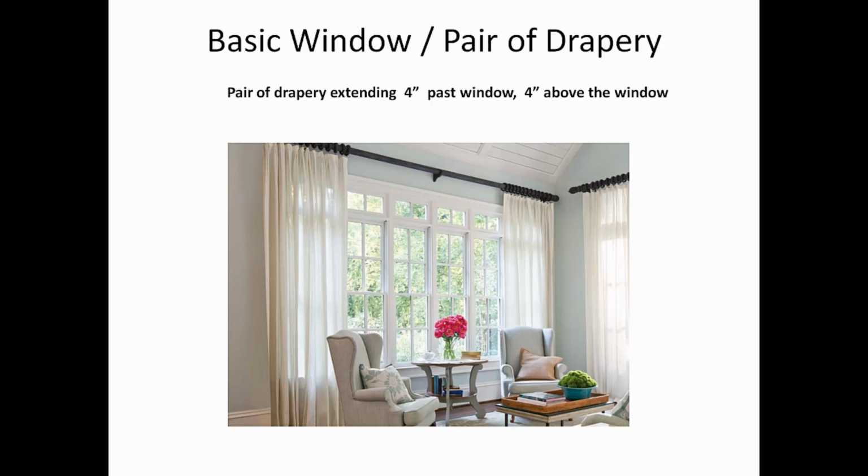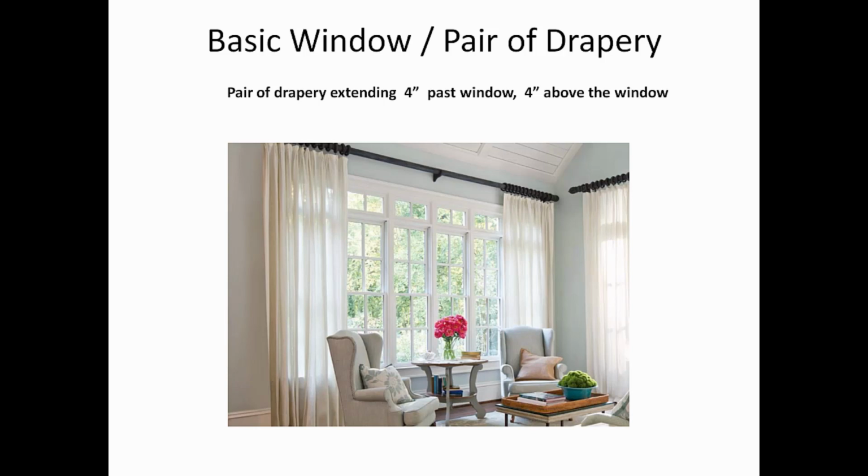Here I thought it'd be interesting to show you a basic window, a pair of draperies, using all the fundamental measurements and rules that we talked about previously. In this situation, I found an image on the net that shows a drapery rod that's extended 4 inches past each side, with finials on top of that. It's approximately 4 inches above the window. You can tell because most pleats are 4 inches tall, and you can see that's approximately 4 inches above the window. So that's a basic look that you'd be looking at, a basic fit drapery.